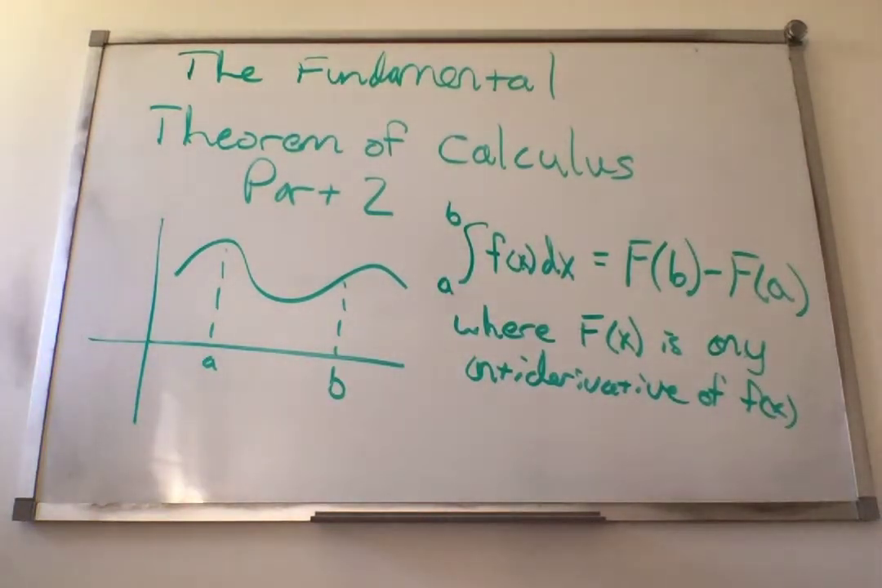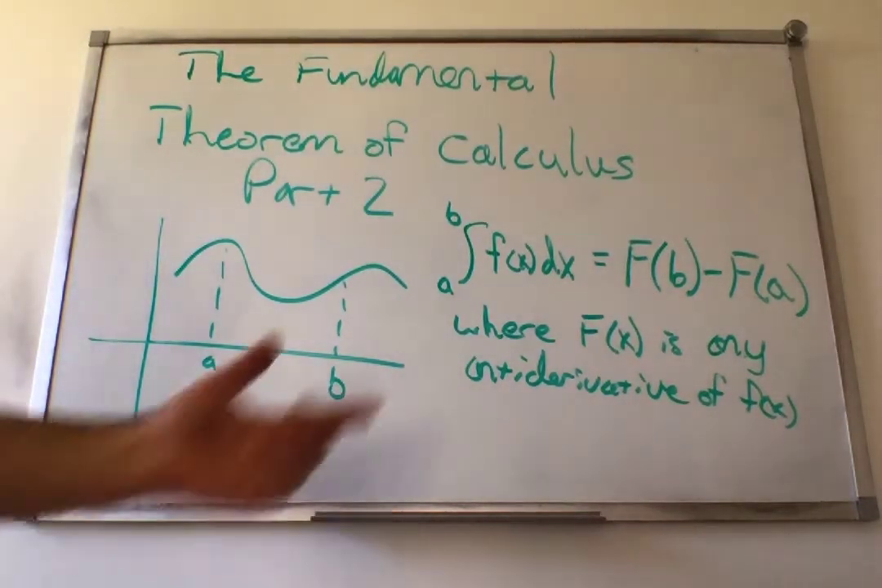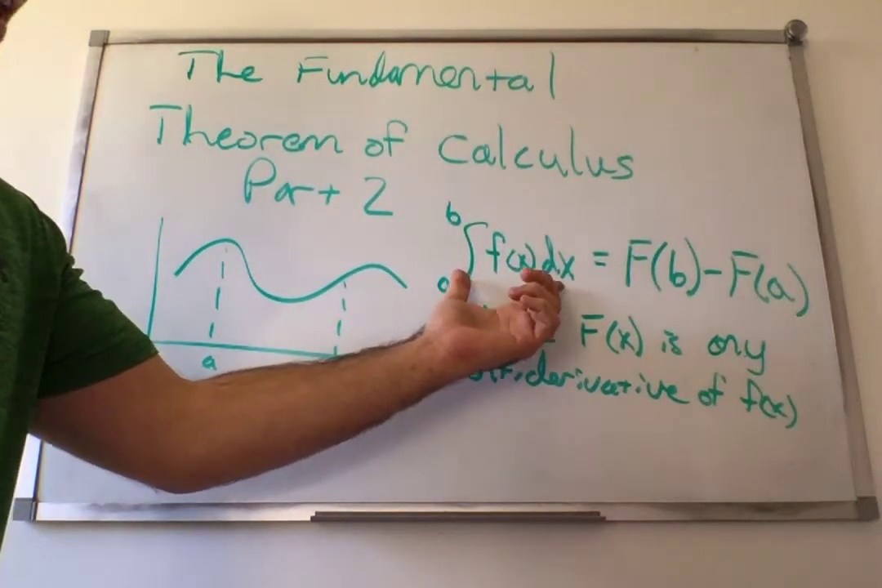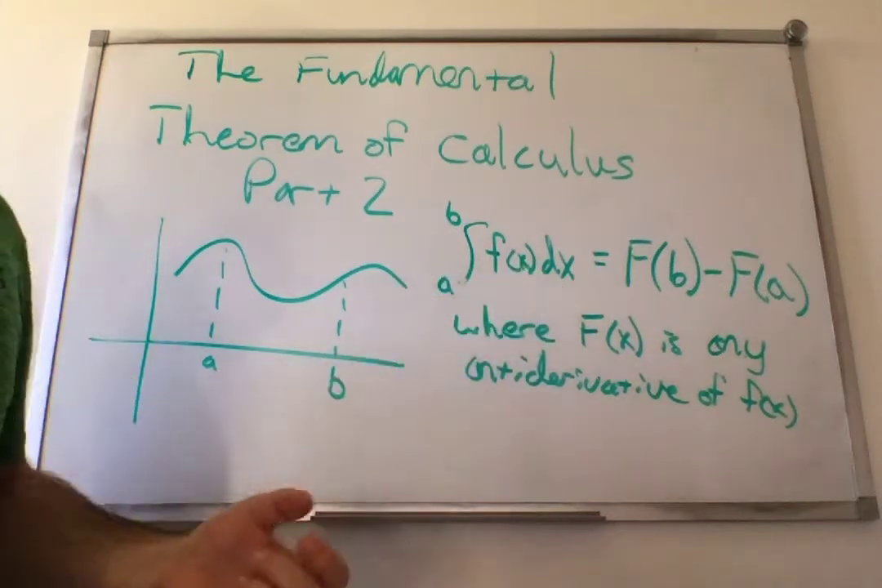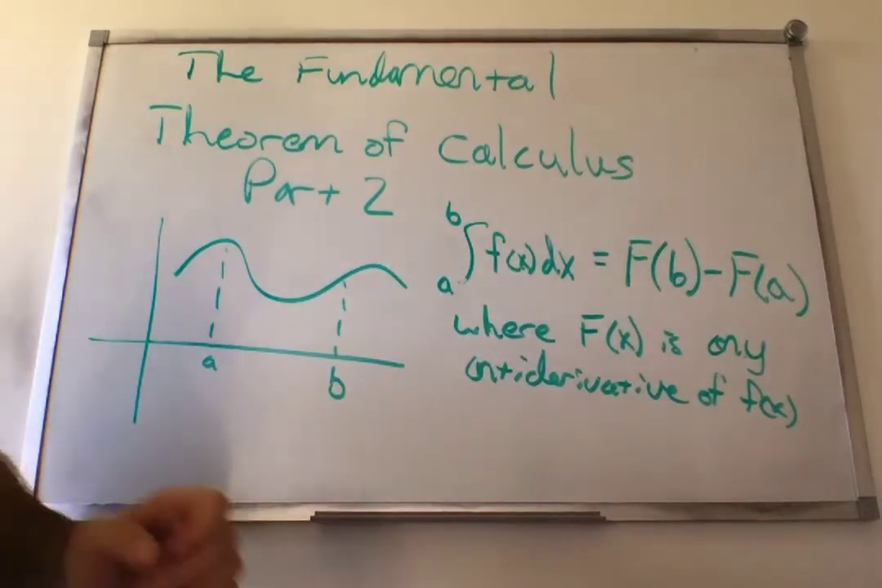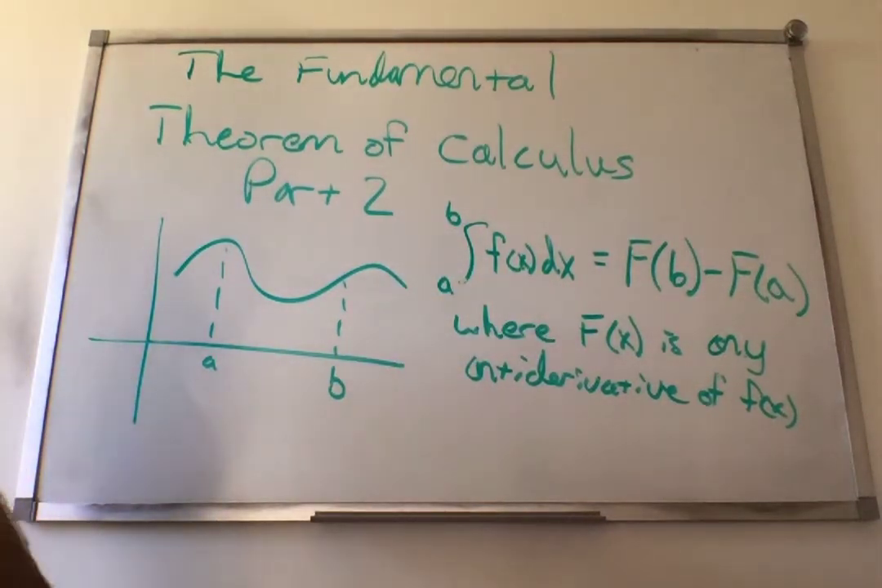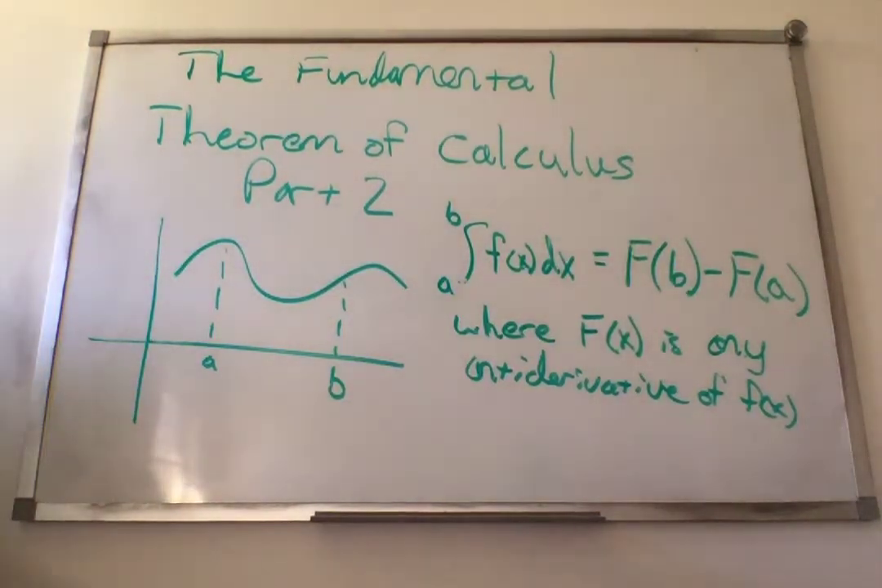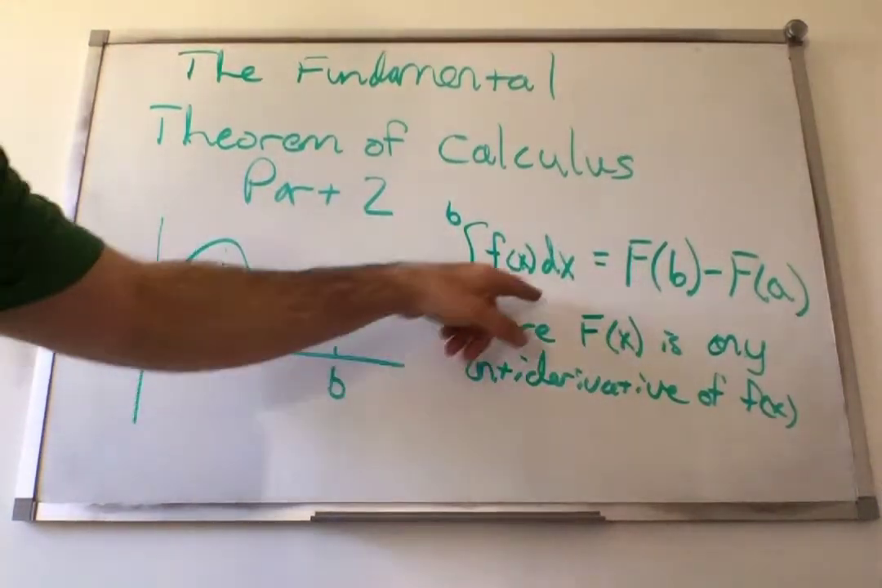Alright, so we're going to go through the proof and see why this is, okay? How can we relate? Remember, this is a limit. This integral was defined as a limit of rectangles. How is the limit of the areas of rectangles related to the antiderivatives? Okay, how do I get this equality? How do I know that this is true?